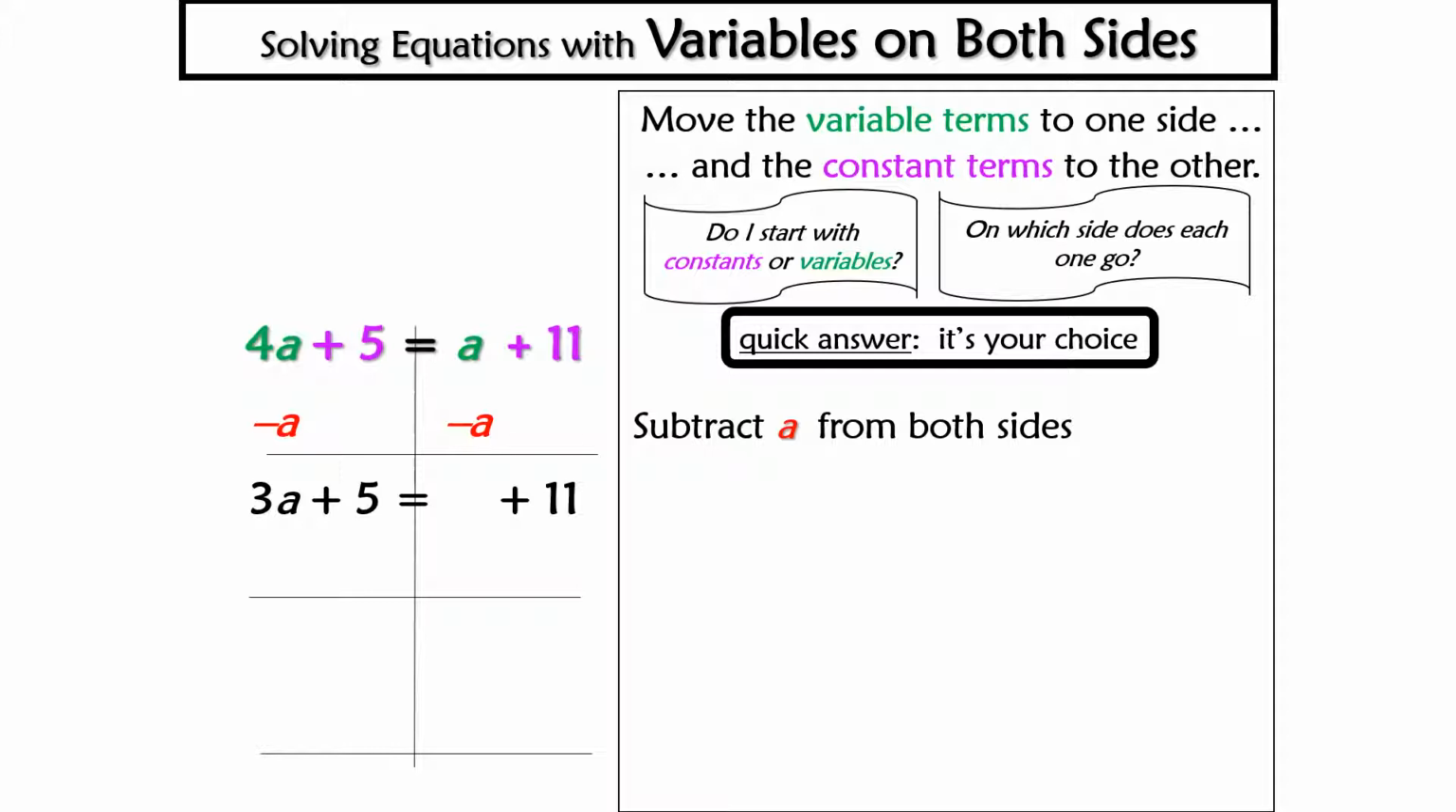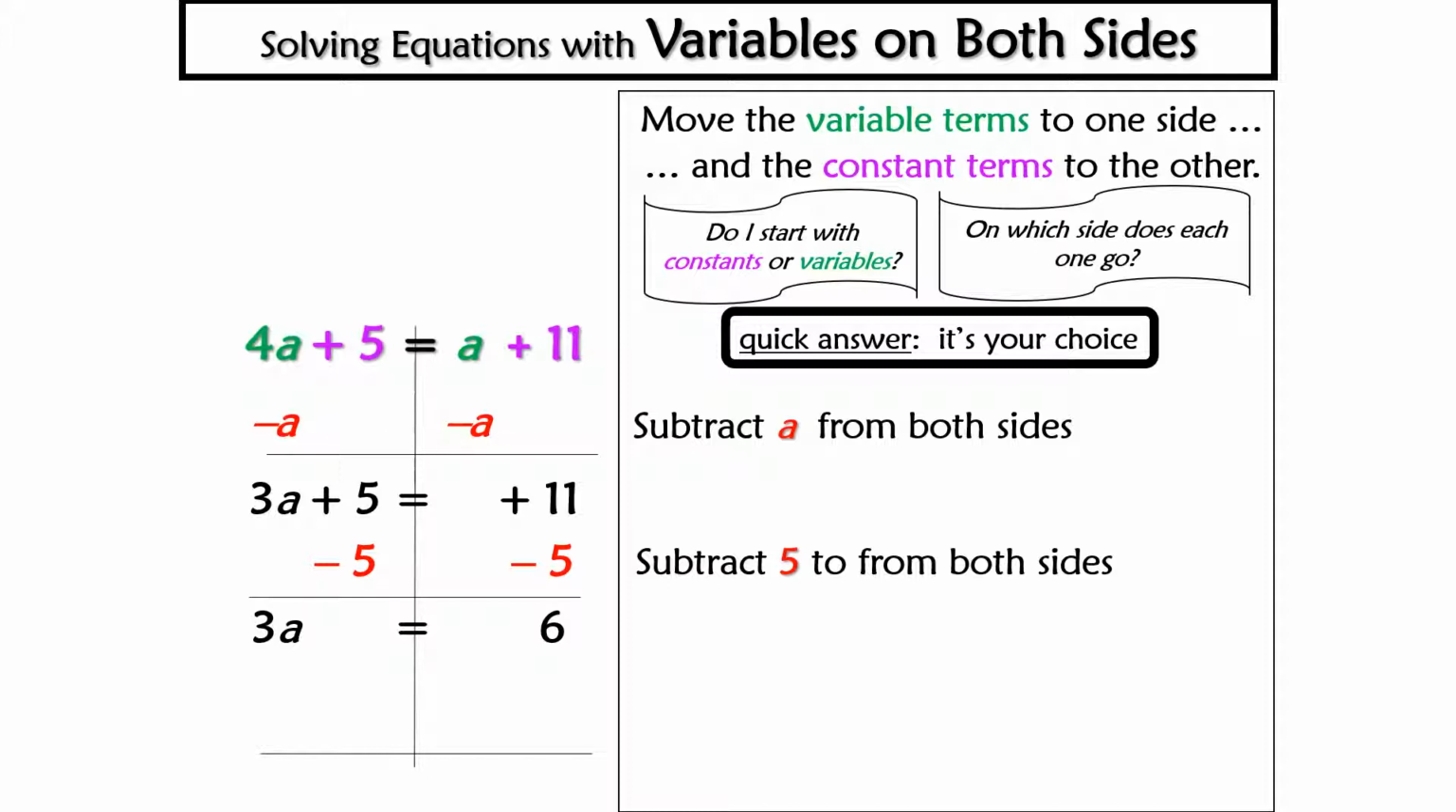So at this point, now I'm going to identify the constant on the variable side and get rid of it. So how am I going to get rid of that positive 5? I'm going to add a negative 5 or subtract 5 from both sides. The equation that results after that step will be 3a = 6.